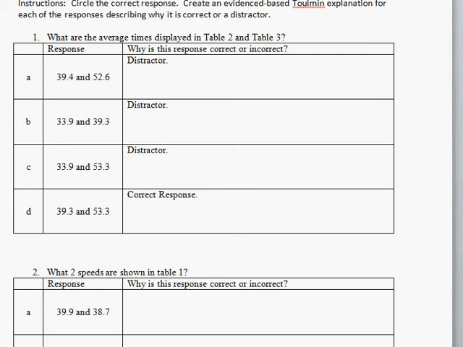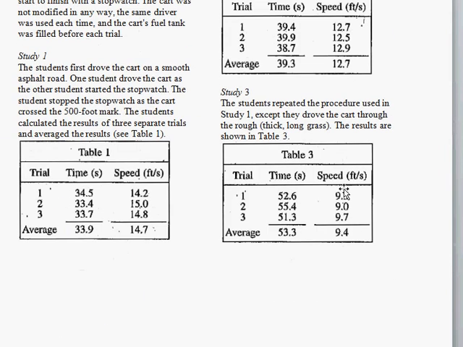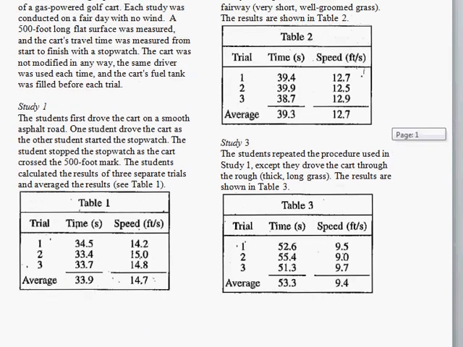Okay, now this distractor here, 39.4 and 52.6. Let's see if we can find those numbers. 39.4 is in Table 2. 52.6 is in Table 3. So it matches that part of the question. They're both times, 39.4 and 52.6. Okay, so they're both in the tables that we're supposed to be looking at. They're both times, but the thing that doesn't match is they're both for trial 1, and we were looking for the average of all the trials.